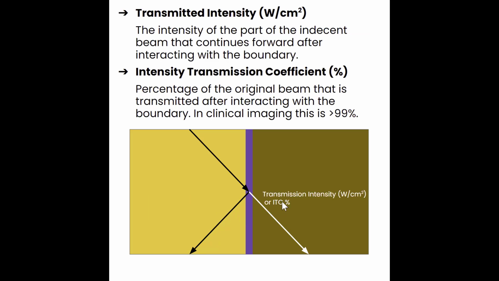If there is transmission, then we have the transmission intensity. So just like reflection intensity, the transmission intensity describes how much from the incidence beam is traveling forward into the next medium after the boundary. So after this sound beam interacts with the boundary, how much intensity is left in that forward transmission wave. And just like reflection, we can describe the transmission by a percentage. What is the percent of energy that is traveling forward? If the reflection holds less than 1% in clinical imaging, then 99% or more of the energy is transferred forward.